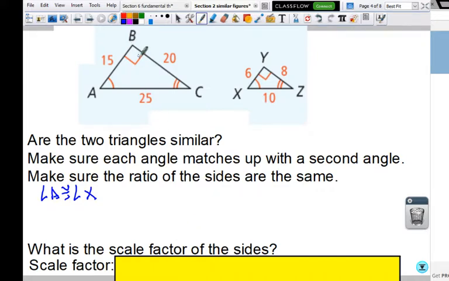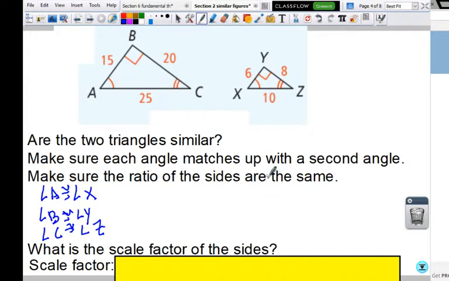Does angle B match up with anything? Angle Y, right? Angle B is congruent to angle Y. That's really messy, but I'm going to go with it. And does angle C match up with Z? Yeah. That part's easy. Congruent to angle Z.